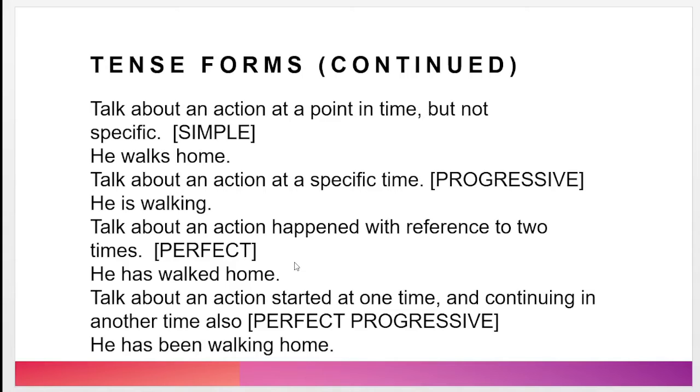And when you use the perfect tense, you are talking about an action in reference to two times, which means that, look at the sentence, he has walked home, which means that at the moment of speaking he has already reached home. And perfect progressive, you are talking about an action started at one time and continuing another time also. He has been walking home. So these are the various use cases of these tenses, general use cases.